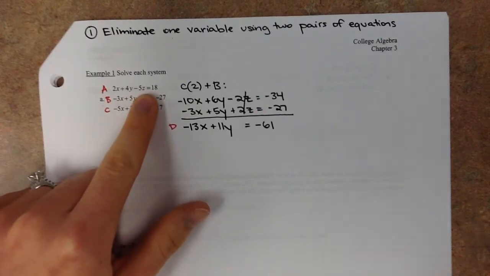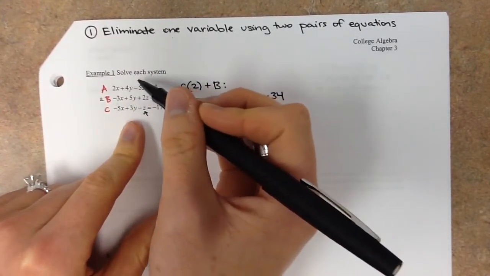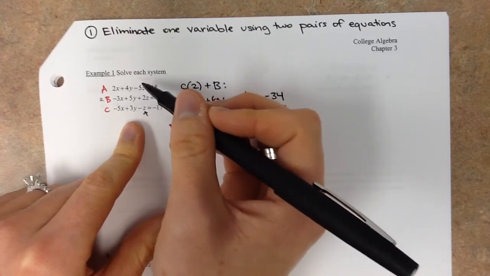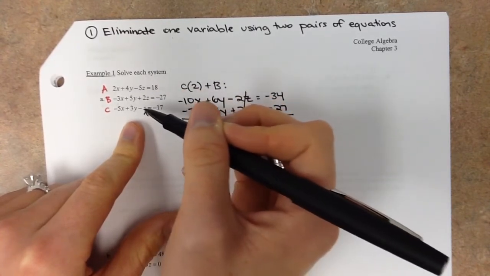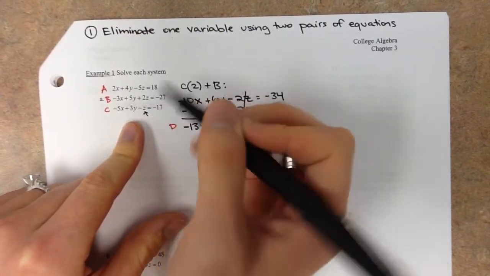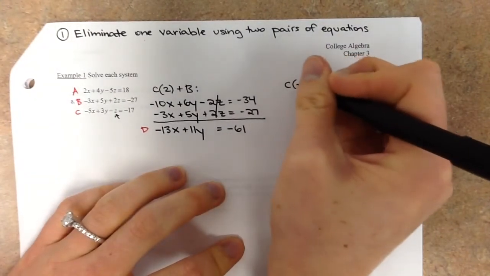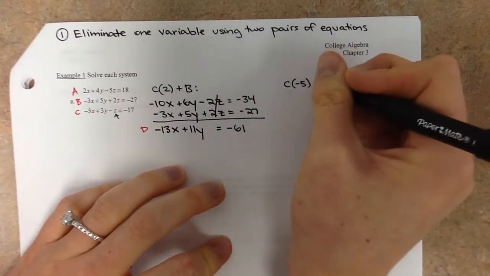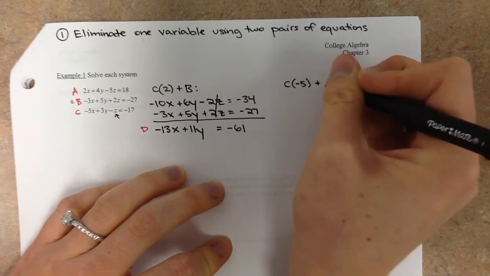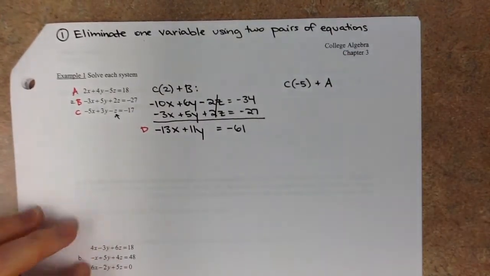So equation A, again, see this negative 5z right here. The only thing that a negative 5z will cancel with is a positive 5z. So we need to make this a positive 5z. And we do that by multiplying the whole equation by a negative 5. So I'm going to take equation C, multiplied by a negative 5, and combine it with equation A this time. That way I'll have a negative 5z and a positive 5z, and they'll cancel.